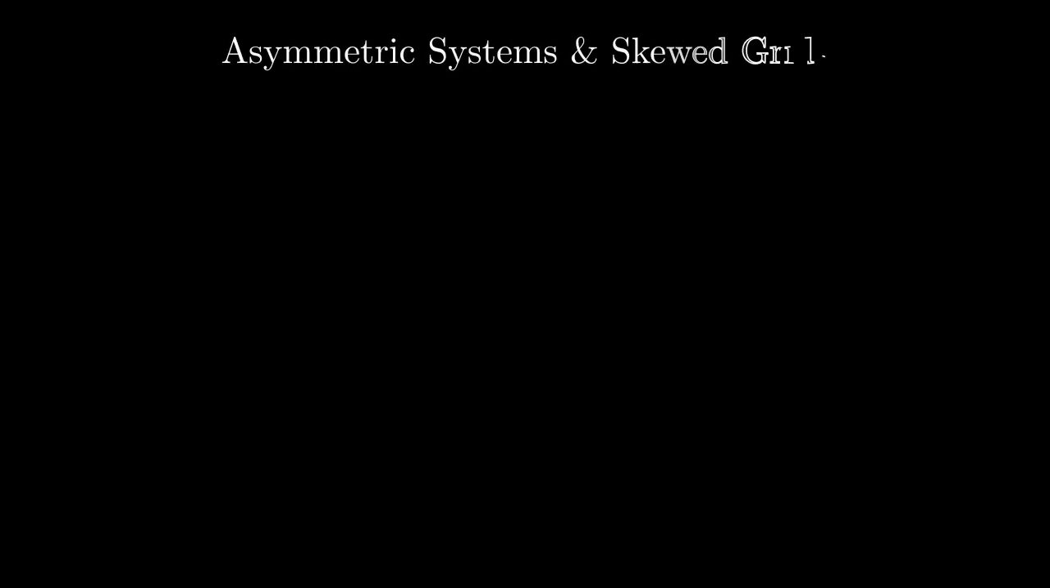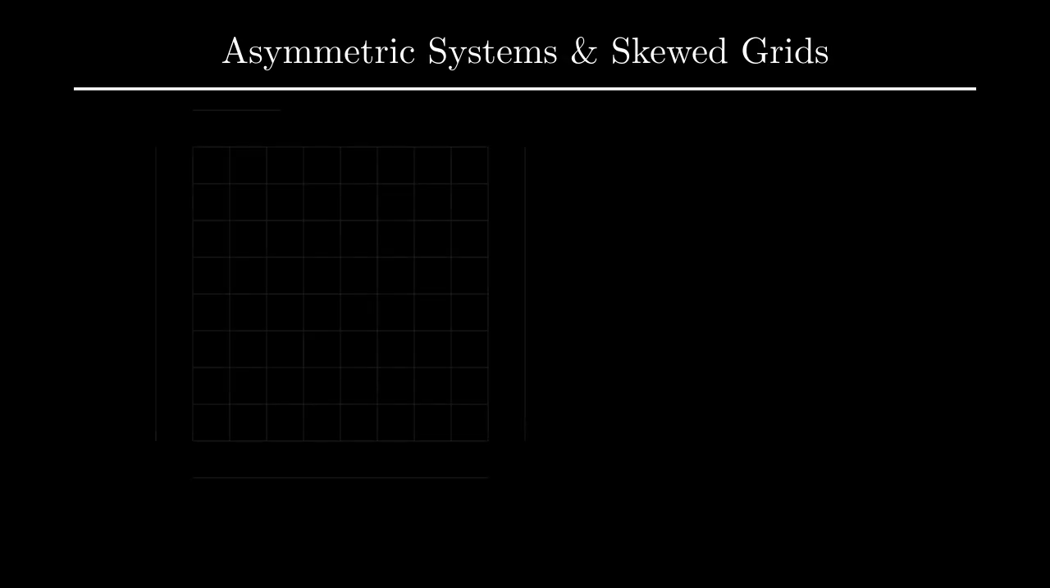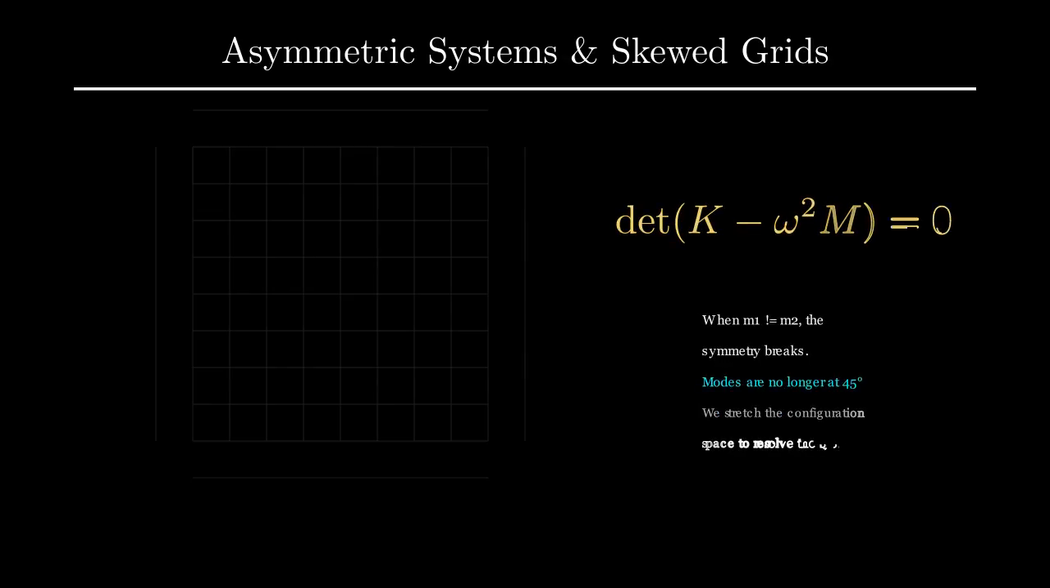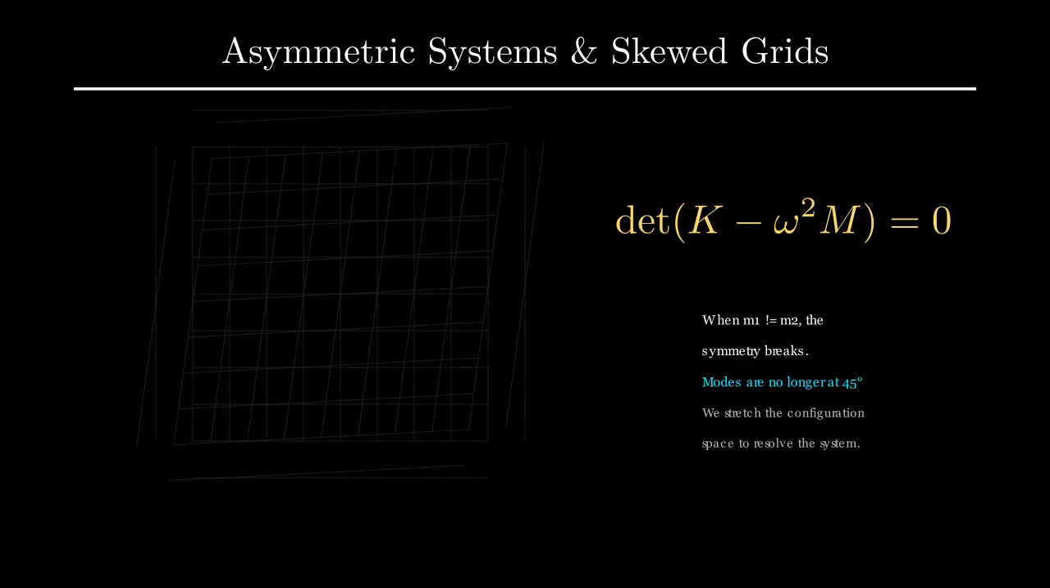When the masses m1 and m2 differ, the symmetry breaks. The normal modes are no longer at perfect 45-degree angles in the x1 and x2 plane. The configuration space becomes skewed. To find the new axes, we must solve the characteristic equation where the determinant of K minus omega squared M equals 0. Visually, this is like taking our square grid and stretching it into a diamond shape until the physics becomes simple again.